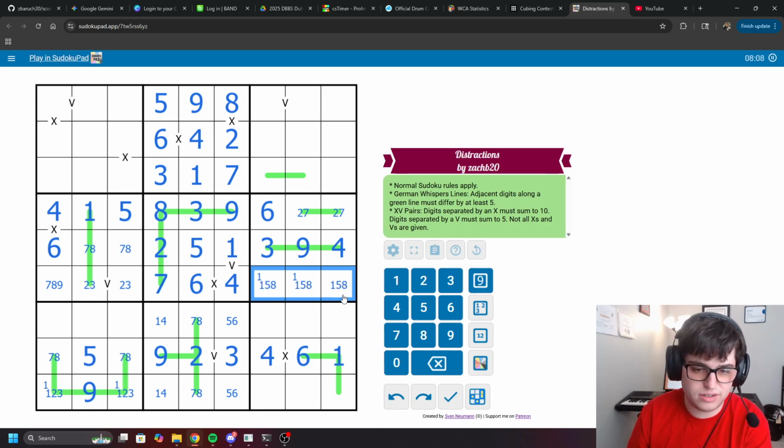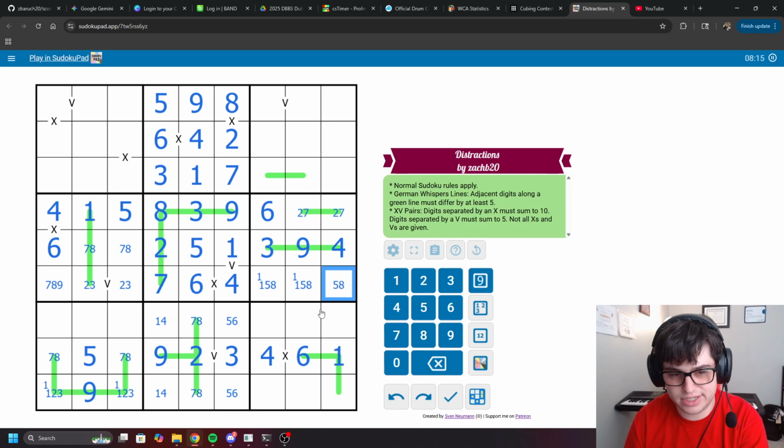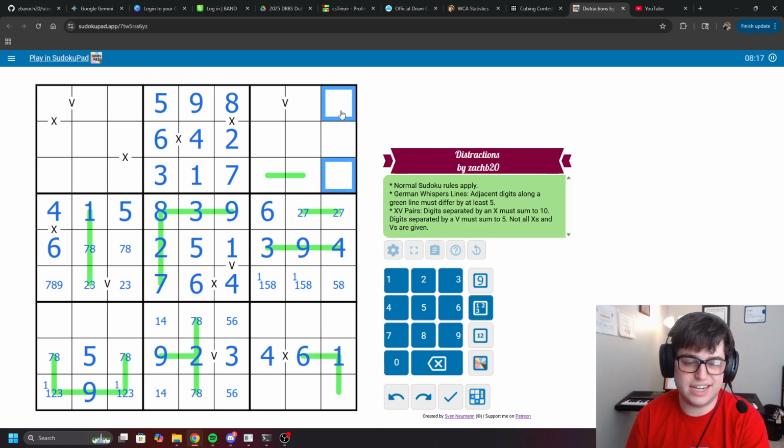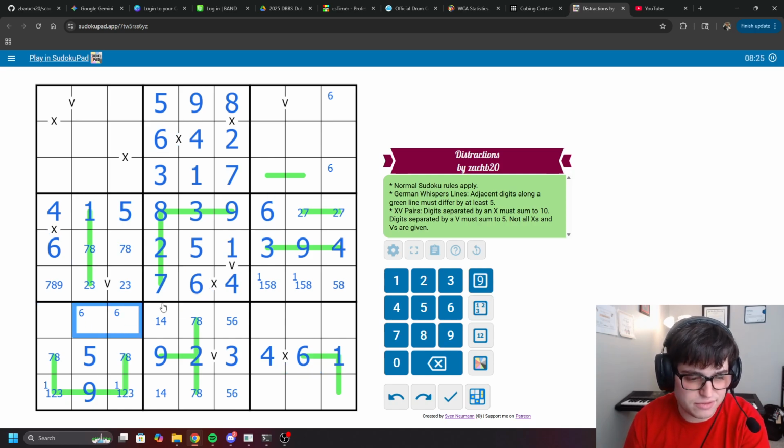And 1, 5, and 8 to finish out box 6. We are making good, decent progress. I would say decent. All right, we can do some Sudoku stuff, placing 6s, kind of, not really. Yeah, 6, kind of. You can't really do much with that just yet.